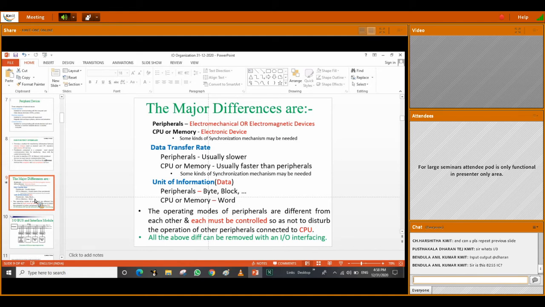And the major difference: what are peripherals here? Peripherals are electromagnetic and electromechanical devices, while the CPU is an electronic device. Data transfer in a peripheral is slower compared to the CPU; the CPU is very fast compared to the peripheral device. The unit of information in peripherals is bytes and blocks, while the CPU uses word format.